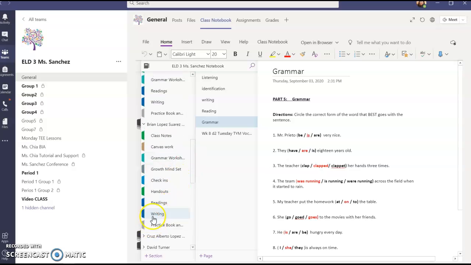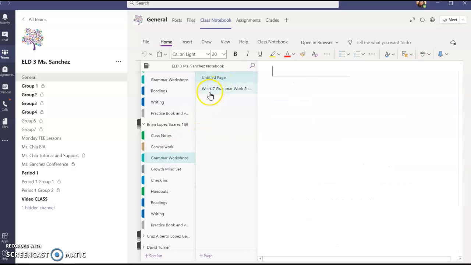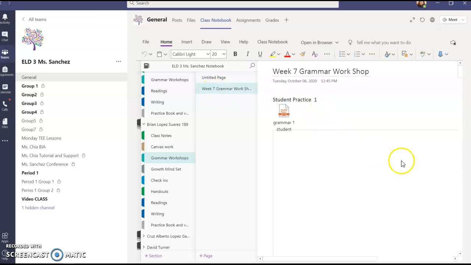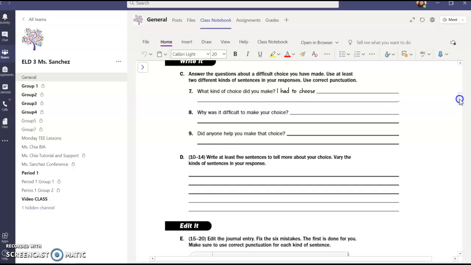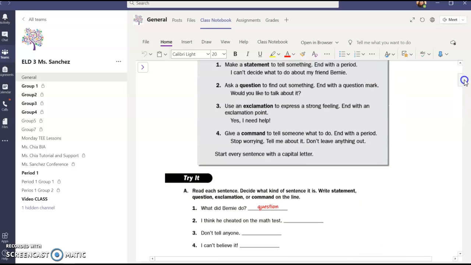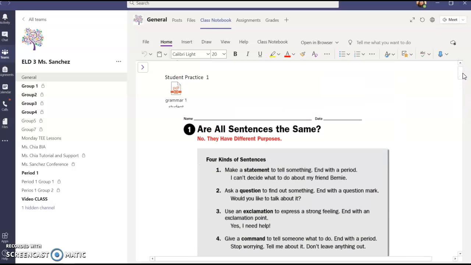So when you're in your class notebook, you go to the grammar workshop section, you click on that, it says week 7 grammar workshop, and you click on that document. Here's where you have your grammar sheets that you were supposed to complete. And these I'm grading here. You don't do anything on Canvas. I will just put your points in Canvas.